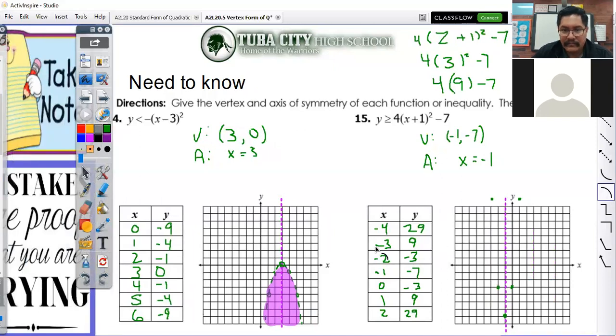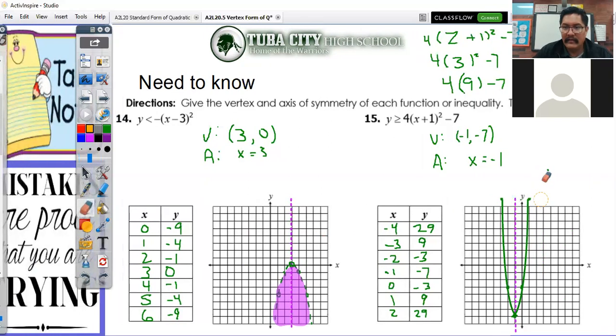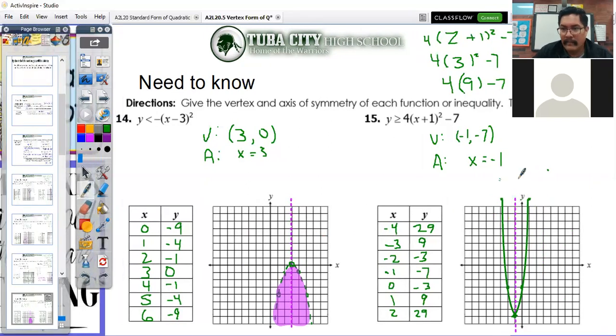And I'm going to use a solid line because this one has the or equal to. So because it has the or equal to, I am going to use a solid line. And there we go. So very, very stretched.